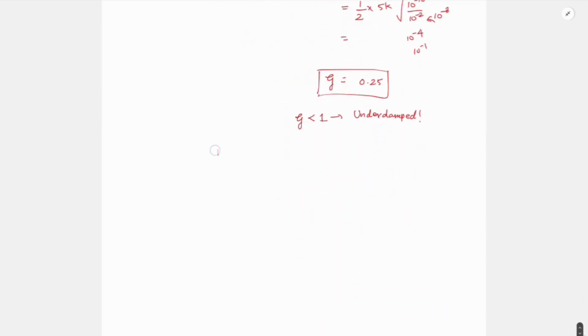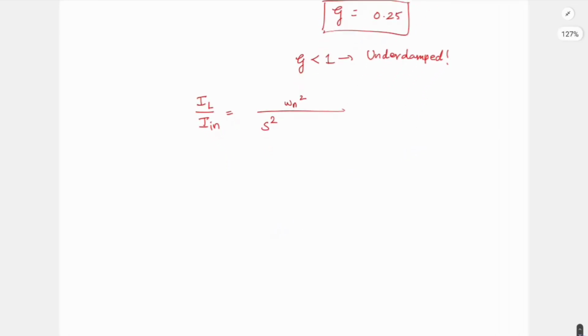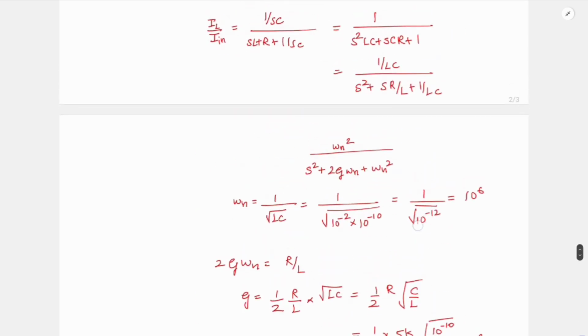So I will take IL by IN, we had it as omega n square by, I'll keep it as omega n and zeta so that we'll get a general expression. So even if they give some other questions, you will be able to solve it just by using the formula. Only thing is you have to remember the formula. But this analysis also helps you in remembering the formula. Okay. So s square plus 2 zeta omega n s plus omega n square. Okay. So here I forgot an s.